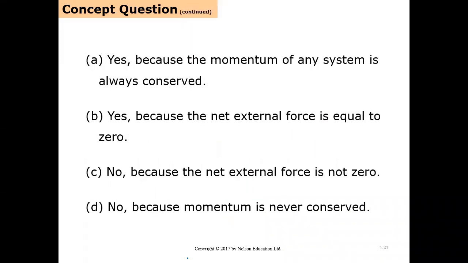So our answer A is wrong, because it says always. That is not true anyway. It is only true when the net external force is 0. B, yes, because the net external force is equal to 0. That is also wrong.